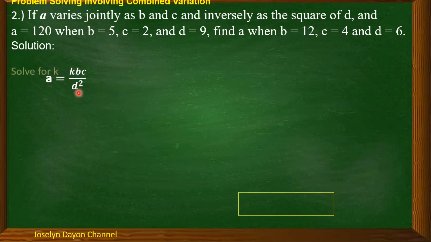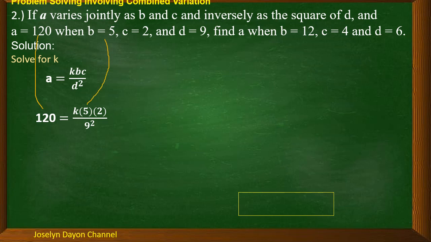Next, we have to solve for k. We have to substitute with the given values. So our a is 120. We have here. Next, just bring down k. So our b is 5 and our c is 2. Okay, our d is 9. Now we have to simplify further.